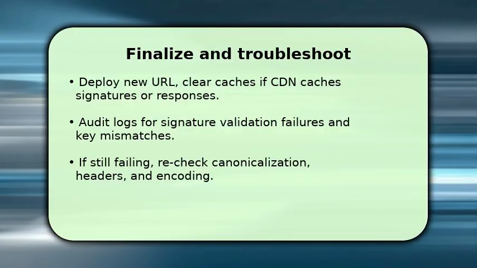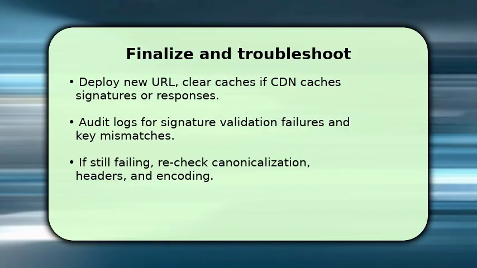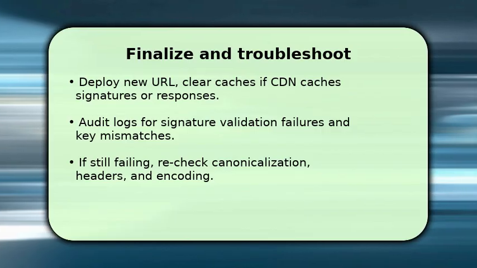Monitor your access logs to confirm successful validation and watch for repeated signature failures that indicate a deeper issue like wrong key use or altered headers. If problems continue, recheck canonicalization steps, exact path, query order, header normalization, and percent encoding.